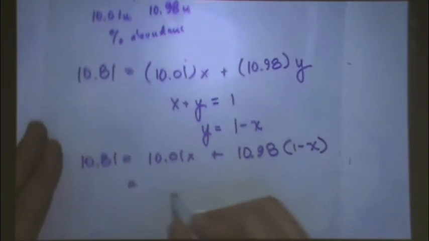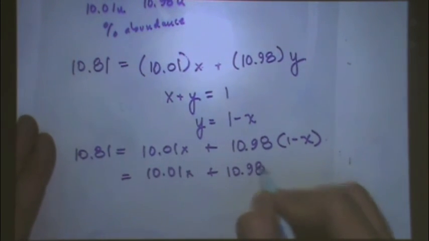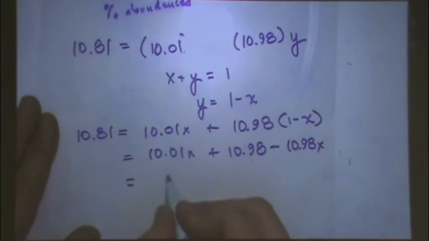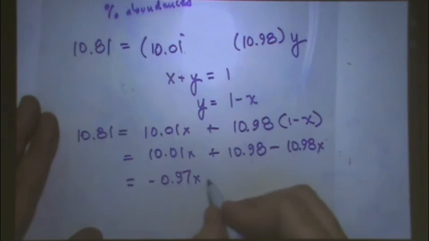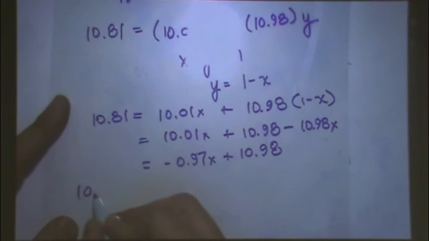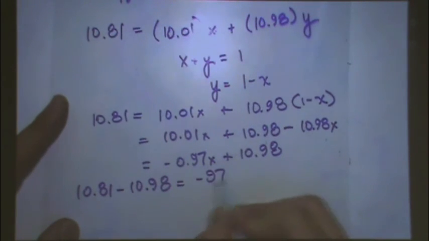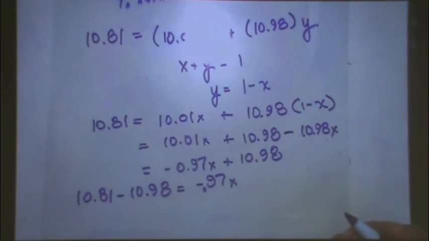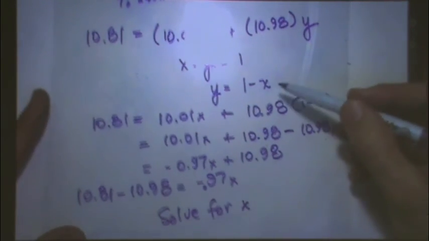And then I would simplify the right-hand side, 10.01x plus 10.98 minus 10.98x. And I go, well, this is negative, what, 0.97x? Did I do that right? Yeah. Plus 10.98. I take the 10.98 to the other side. 10.01 minus 10.98 equals negative 0.97x. And I kind of solve from there, if you kind of get what I mean. So solve for x. Once you have x, you'll have y.